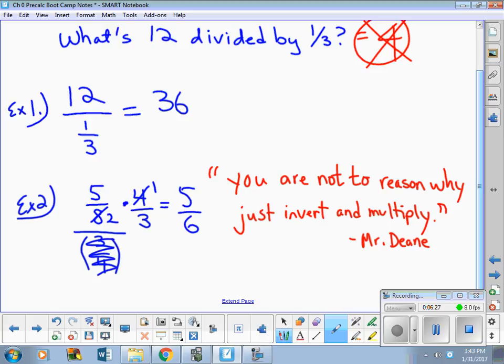5, 6. So if we do that back in example 1, see if we get 36. We will get 12, but now we'll multiply it by the reciprocal of 1/3, 3/1. And sure enough, we do get 36. So that's how to handle fractions and dividing by fractions. We see that a lot in pre-calc.